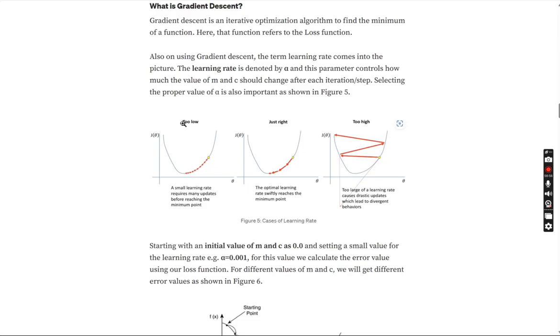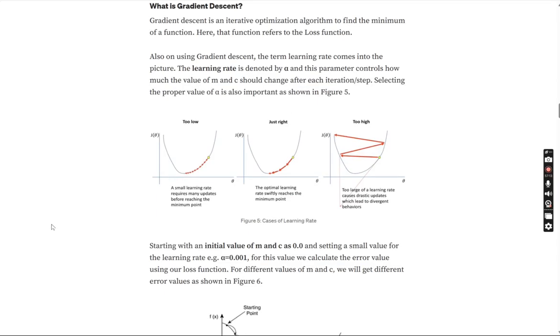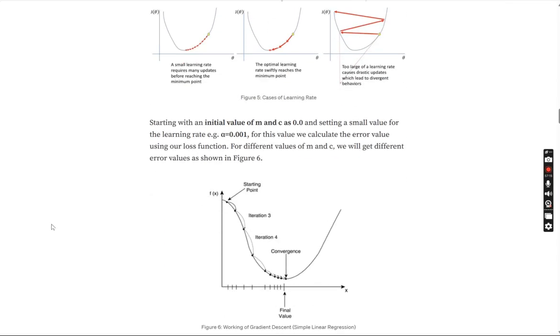So that's why we call this alpha a hyperparameter. A hyperparameter is a parameter that is unknown initially when fitting the model. We have to find it out. Is this clear? This is called gradient descent. Yes, this alpha is your learning rate. Usually it ranges from 0.001 to 0.01. That is its range.